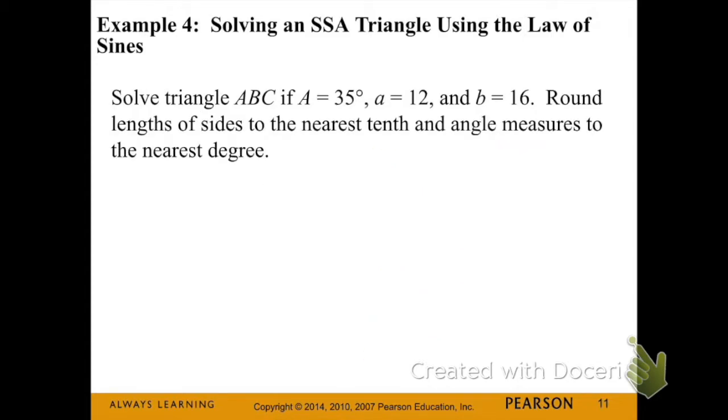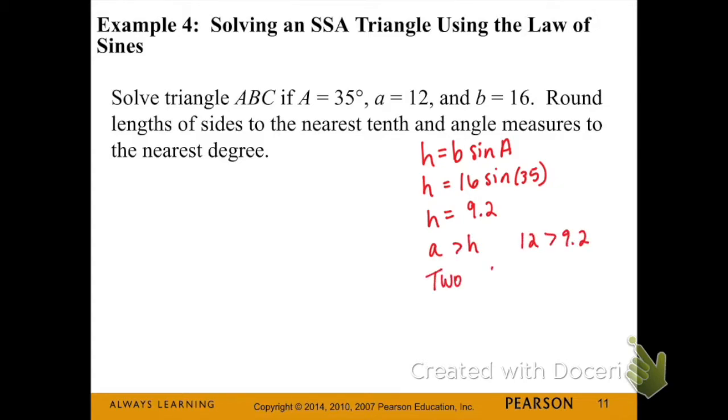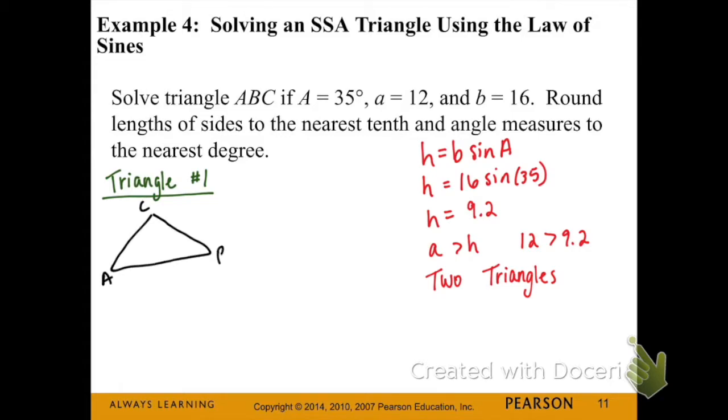Example 4, again, we're going to solve a side-side angle triangle. So let's start by seeing if we're going to have no triangle, one triangle, or two triangles. So it looks like we're going to have two triangles in this problem. We're going to start out by drawing the triangle with the information given. And we're going to find B first of all. So we're finding angle B here.